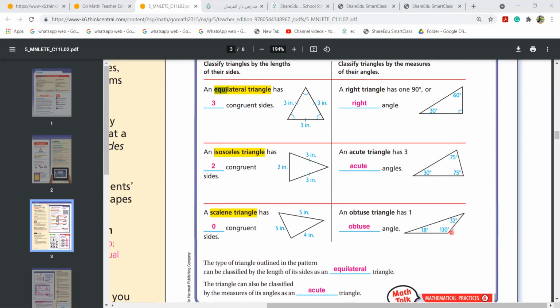More than 90, I told you, open up. Even if at least one is more than 90, if any one of the three angles is more than 90, it is called obtuse. Obtuse. Like you have juice, you have tuse. Obtuse.